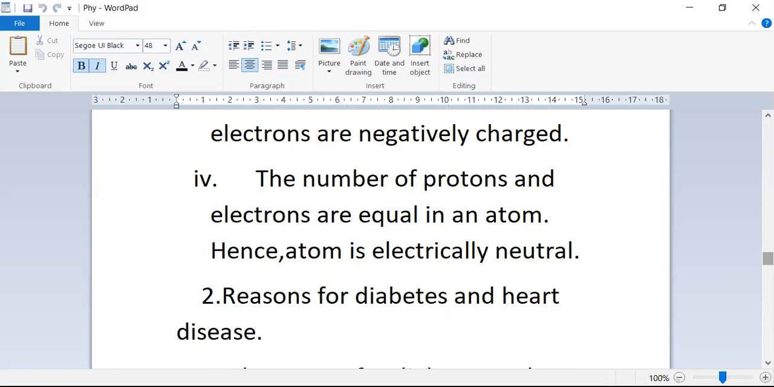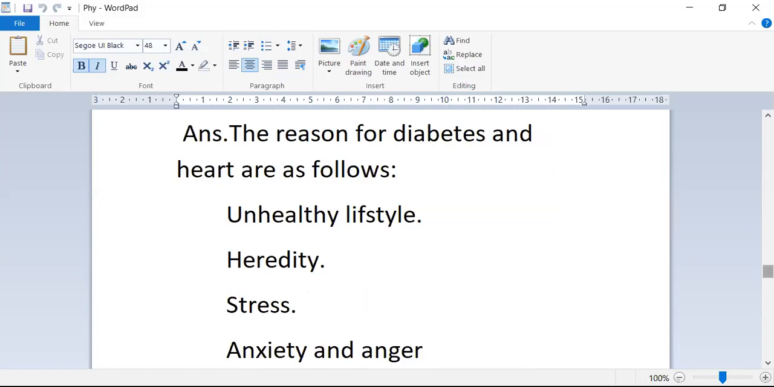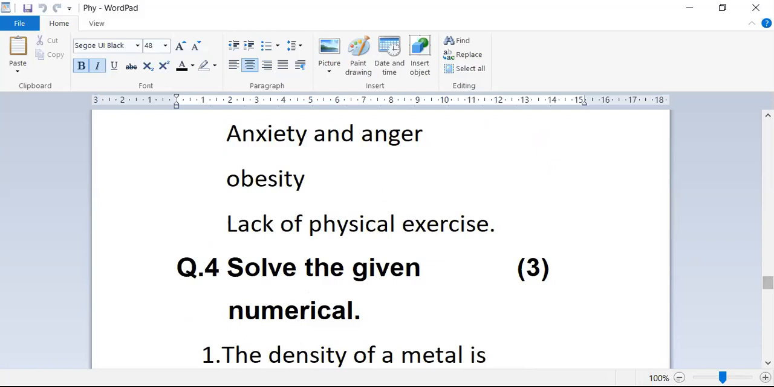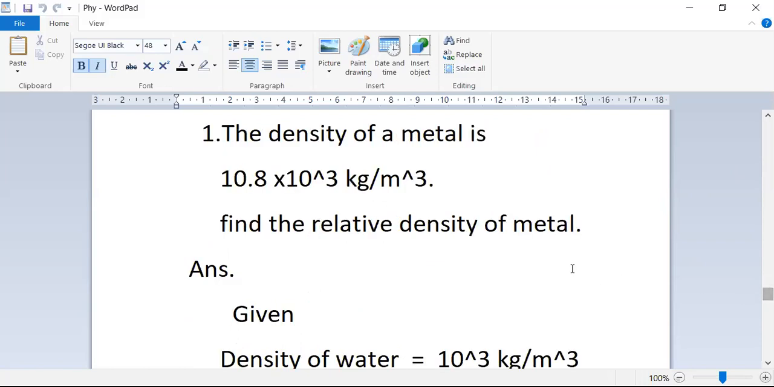Okay, let's move ahead to question number 4, which is solve the given numerical. Solve the given numerical carries 3 marks. Okay, here also you're not expected to write the sub question, but you are expected to write the sub question number. Now while solving the numericals, you have to write given.